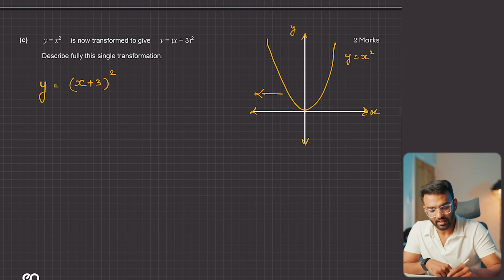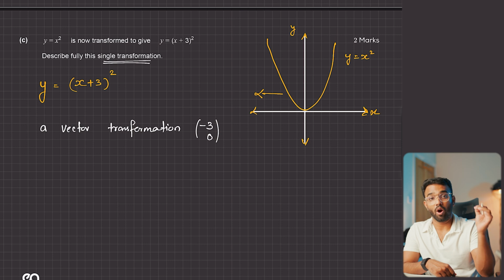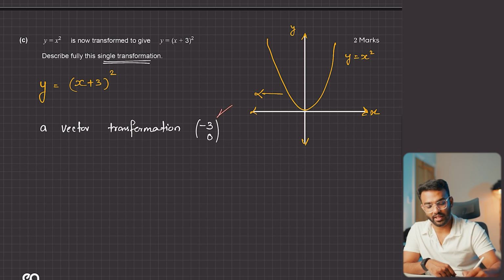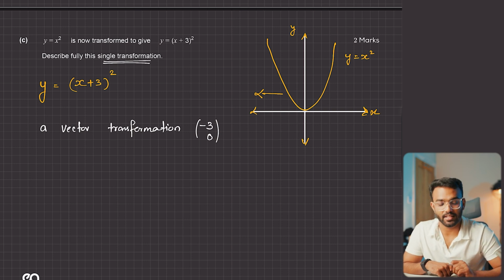So how would you explain this? You would say, as a single transformation, this is a vector translation of minus 3, 0. Minus 3 is on the x-axis, that's why we write minus 3 on the top. So minus 3, 0. It's moving to the left. And there we are. That's how you solve this question, guys.